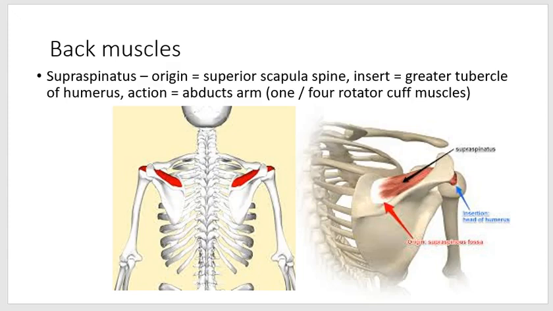Moving down to the supraspinatus, supra because it is above that scapular spine. It inserts over here onto the head of the humerus, or onto the greater tubercle over the head of the humerus, my bad. And it allows you to abduct your arm, so to pull it away from the body. This is one of your 4 major rotator cuff muscles, your supraspinatus, reaching over the top.